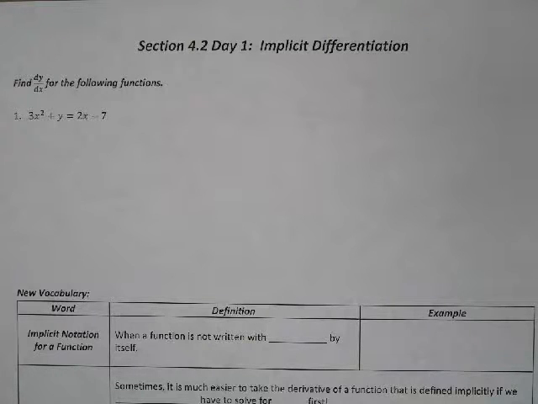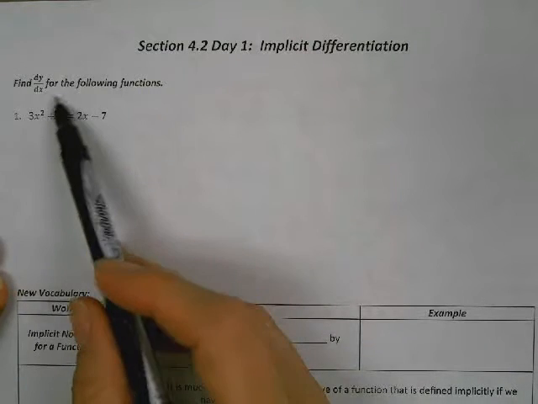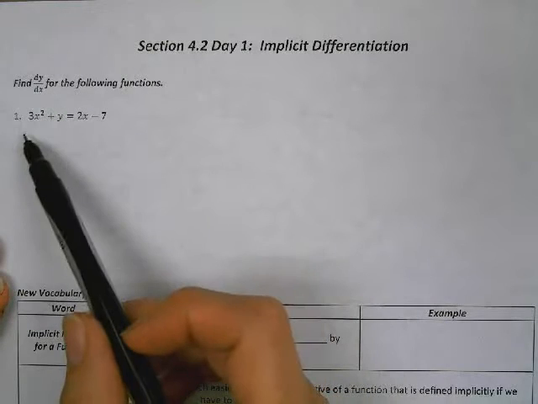Hi everyone. Today is our first video for Chapter 4, and to start off Chapter 4, we're going to start learning about something called implicit differentiation. And in a minute we'll get to when we would use this, but for right now I want to look at this first example. It's asking us to find the derivative for the following function.